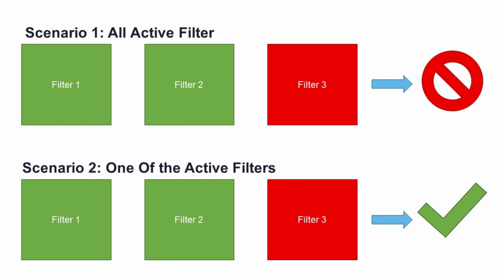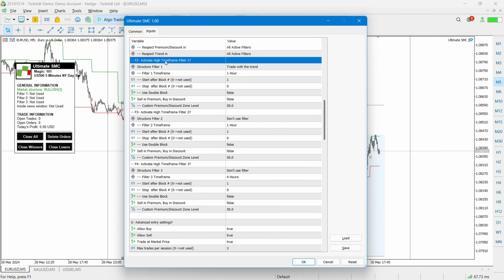If I'm using a scenario 1 where all active filter need to give me the signal, then I will not trade. However, if I use scenario 2 when one of those filter only need to give me a signal, so I should trade. And in this case, I have two filters that are giving me a signal, so I'm trading. That's the difference between all active filter and one of the active filter. Now we explain the relation between the filter. Let's talk about the configuration for each filter.